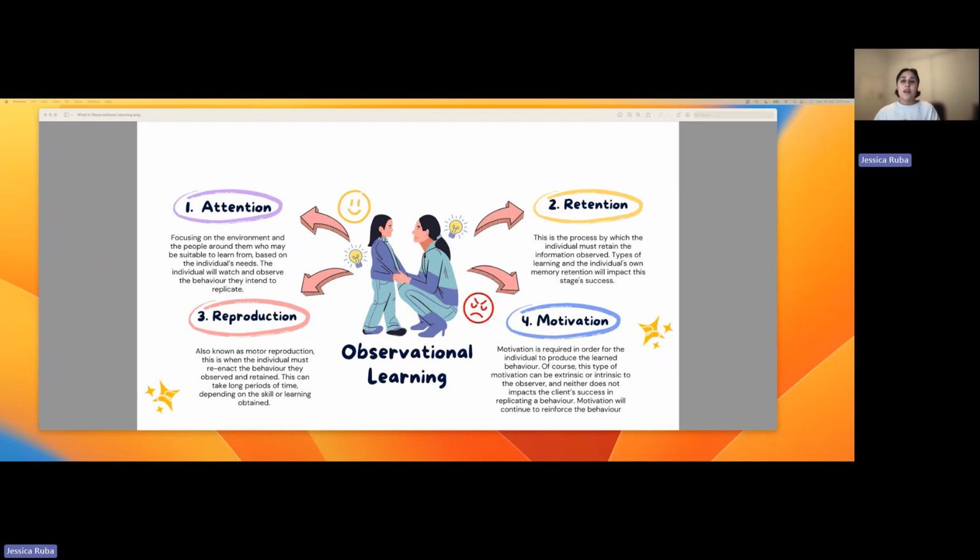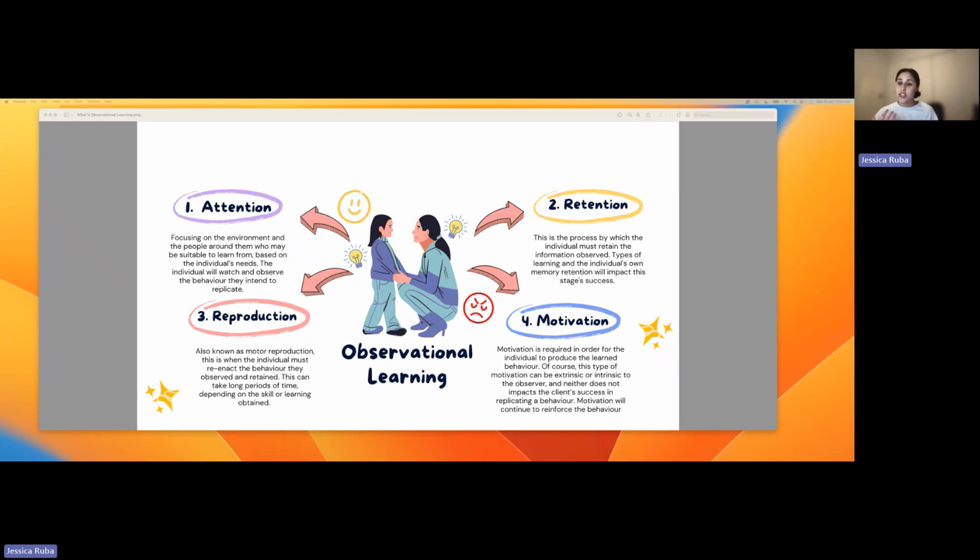Reproduction is the third stage in the mind map. So it's also known as the motor reproduction. This is when the individual must reenact the behavior they observed and retain, again, based on their own learning ability. This can take long periods of time depending on the skill and the learning obtained. So if they're wanting to achieve something very big, like a work-based promotion, it requires a lot of time, and the reproduction of that can take quite a significant amount of that.